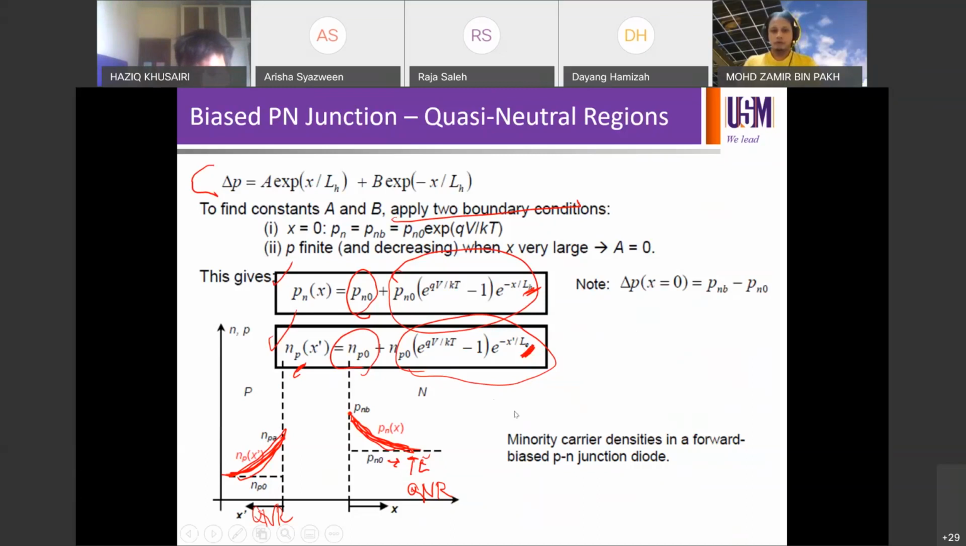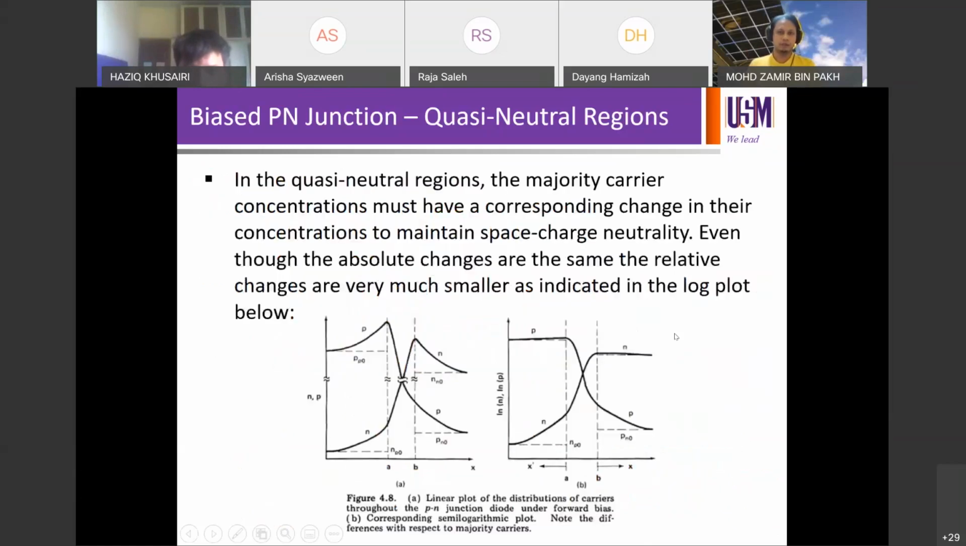So this is for minority carrier density in a forward bias PN junction diode, specifically in the QNR, the quasi-neutral regions on both sides, the P side and the N side. If you talk about the P side, then we are talking about minority carrier electrons. If you talk about the N side, you're talking about minority carrier holes. Okay, so they will be given by these two equations.